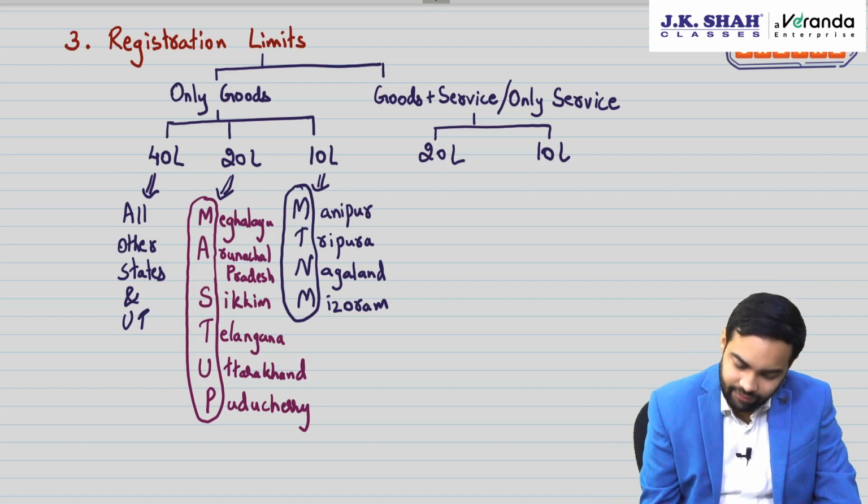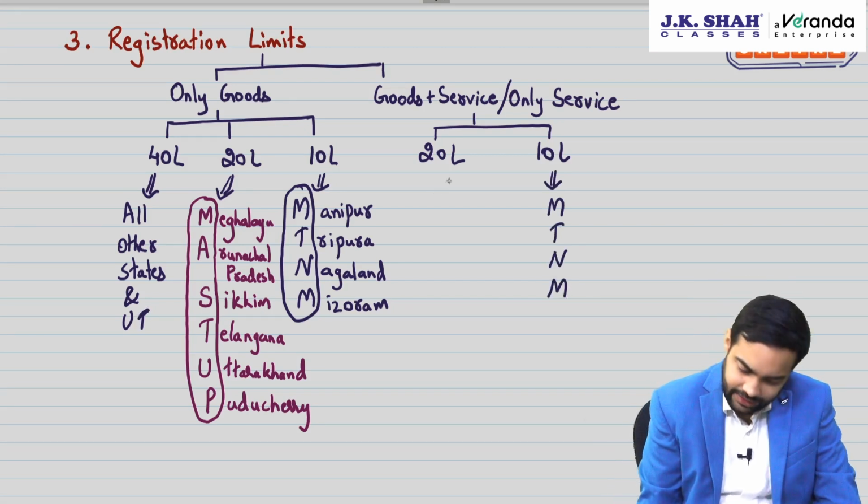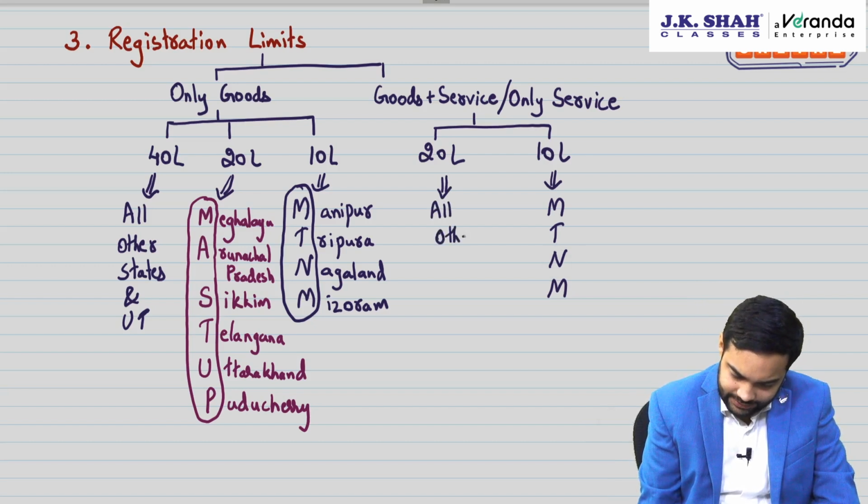Okay. When it comes to goods plus service or only service, 10 lakh is applicable for 4 states: Manipur, Tripura, Nagaland, Mizoram, and 20 lakh is applicable for all other states and union territories.